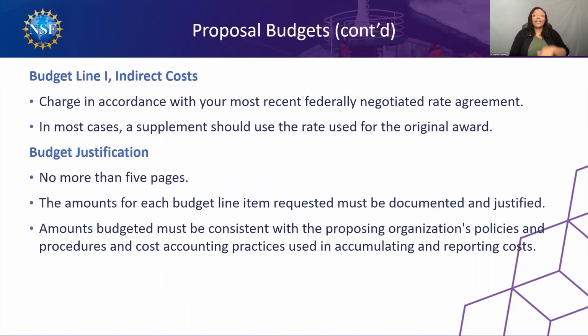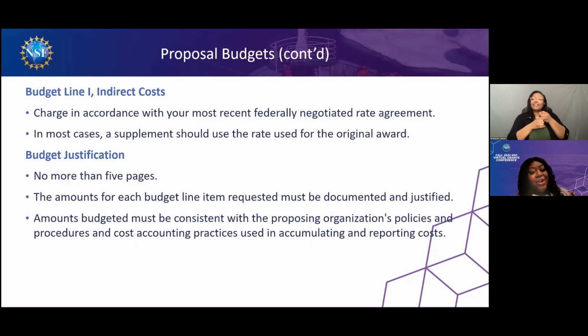Indirect costs. You must use your institution's most current federally negotiated indirect cost rate agreement for your budget, as well as any subawards. If you or your subawards do not have a federally negotiated indirect cost rate agreement, then you all can use the de minimis rate, which is 10% and is calculated at the modified total direct cost base, okay? In most cases, if you receive supplemental funding on the award, you should use the indirect cost rate that was used at the time for the original award, or one of the rates that are on the negotiated rate agreement that was effective at the time of award.